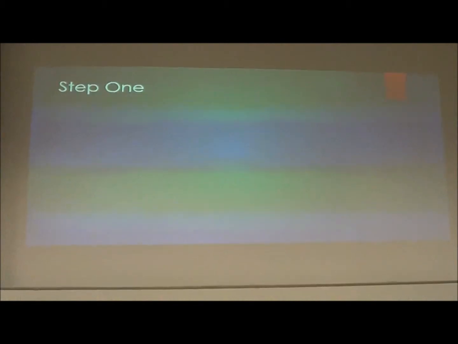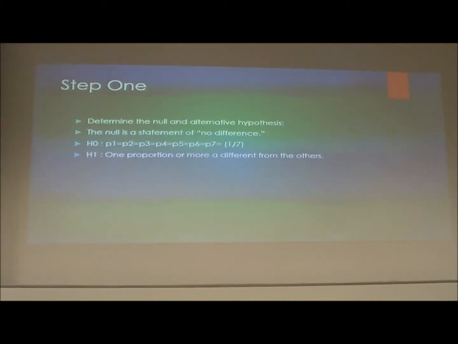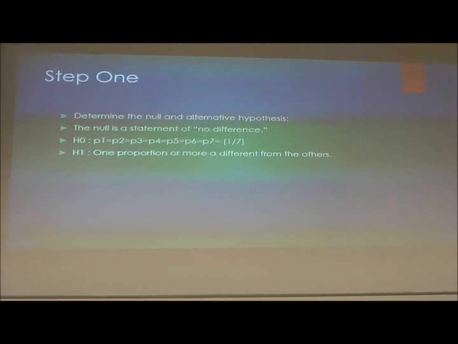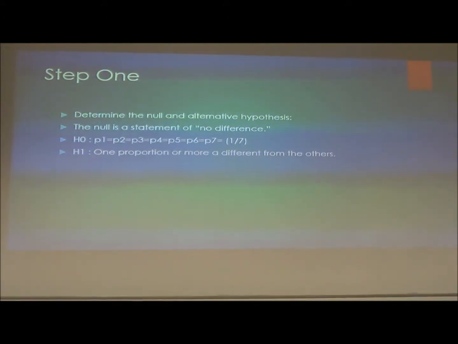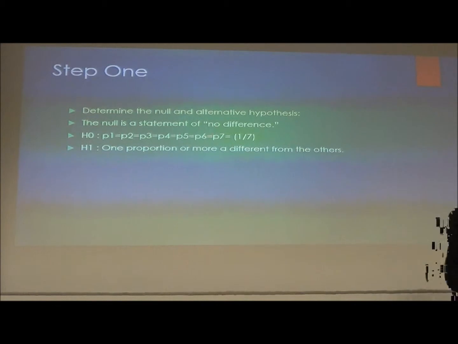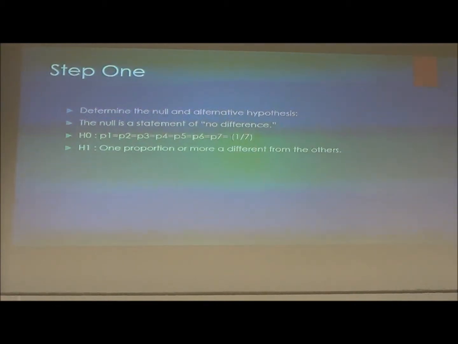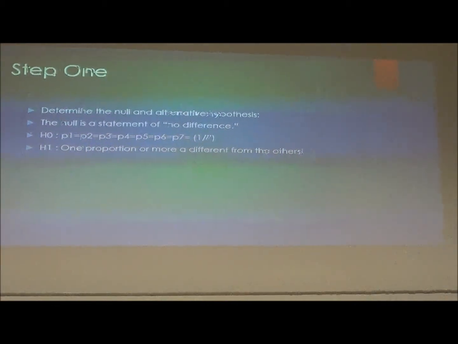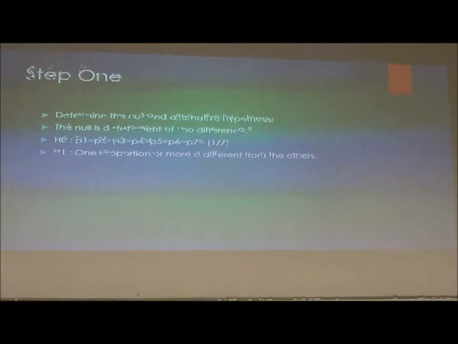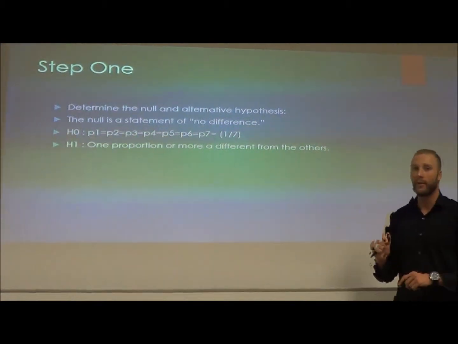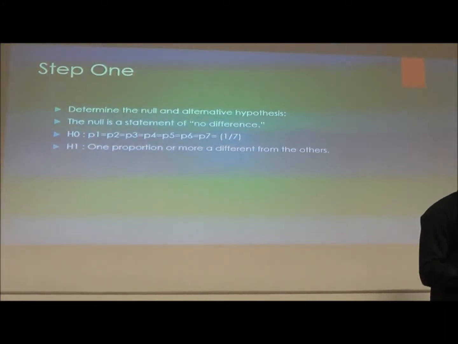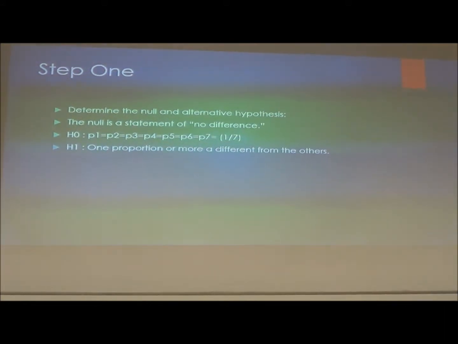Alright, step 1 for a Goodness of Fit test. We must determine the null and alternative hypothesis. The null is a statement of no difference. Basically, it's saying that the null states all of our frequencies are equal. The alternative states that if one proportion or more are different from the others, the alternative hypothesis is correct.